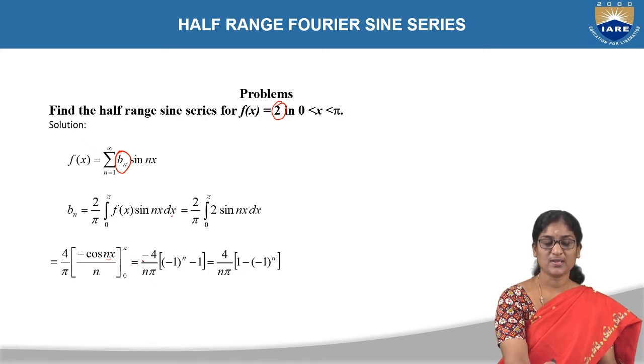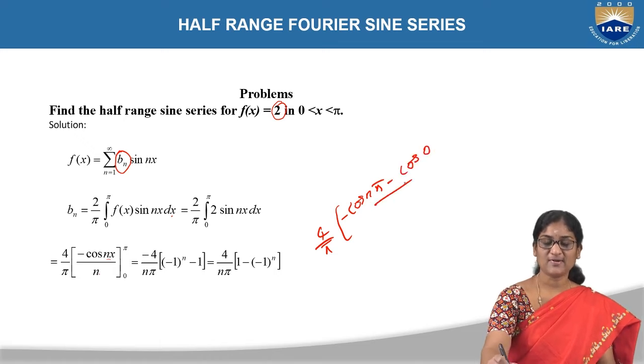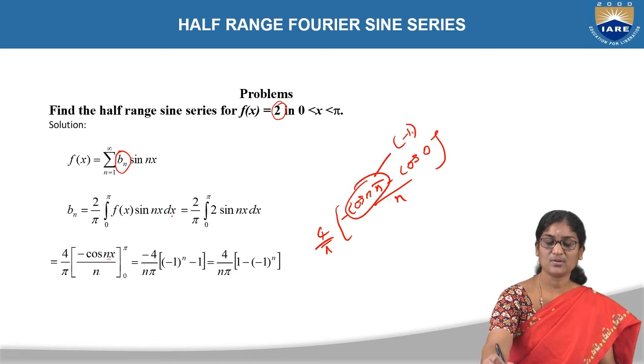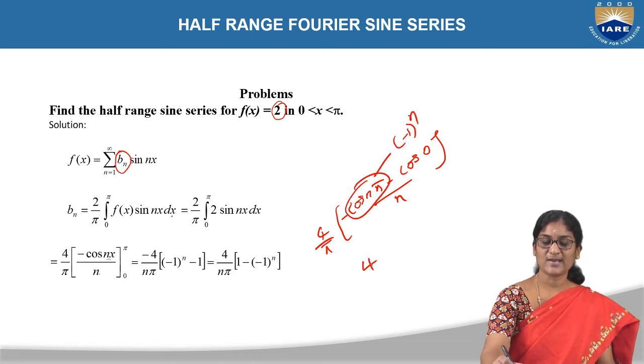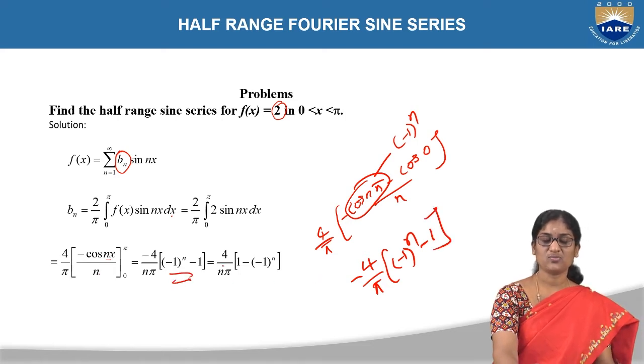So which comes out to be minus 4 by pi; if you apply the upper limit, minus cos n pi minus cos of 0, which is 1, divided by n. But cos n pi is nothing but minus 1 whole to the power of n. So this comes out to minus 4 by pi, minus 1 whole to the power of n, minus cos 0 is nothing but 1. So I wrote it here: 4 by n pi times 1 minus minus 1 whole to the power of n is the bn value.